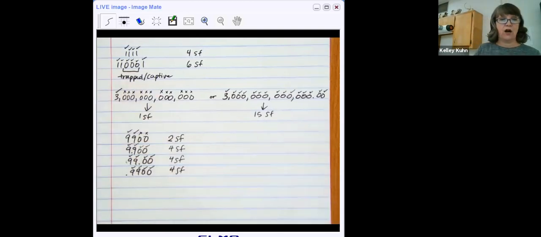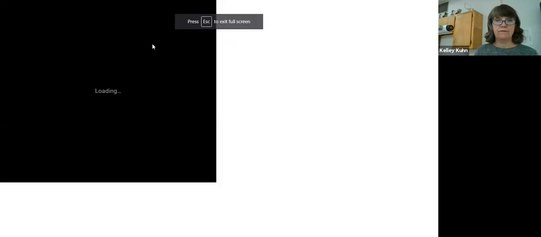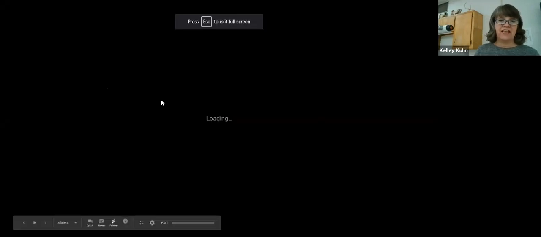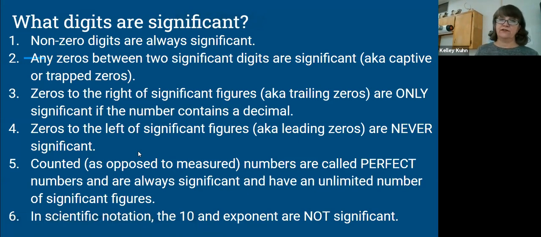So let's look at our last type of zeros. We've looked at zeros in the middle and zeros at the end, so now we need to look at zeros in the beginning of the number. So rule 4, let's go back to that for a second. Rule 4 says that zeros to the left of significant figures, which are also known as leading zeros, are never significant.